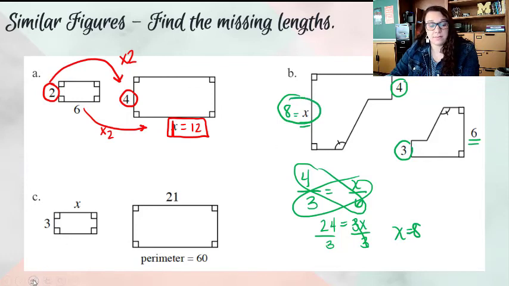My last one, C. Let's see what we can do. I'm going to match up the x with the 21, and the 3 is going to go with whatever this side is. So I don't know what this side is. Notice they gave me some more information that the perimeter is 60. I think I can find this side to match up with 3. If this is 21, so is this one. And then I would have used how much so far?